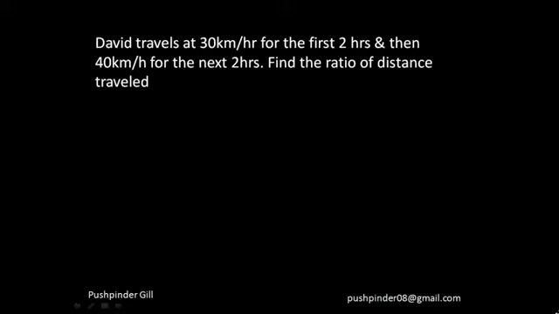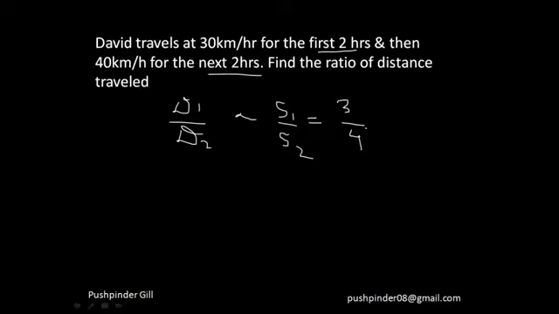David travels at 30 km per hour for the first 2 hours and then 40 km per hour for the next 2 hours. Calculate the ratio of the distance. Now if you see, the time is constant here, right? The time is constant. So now I have to calculate the ratio of their distance. Now if time is constant, the ratio of the distance will be equal to the ratio of their speeds, which is nothing but 3 by 4. So we have our answer as 3 ratio 4.